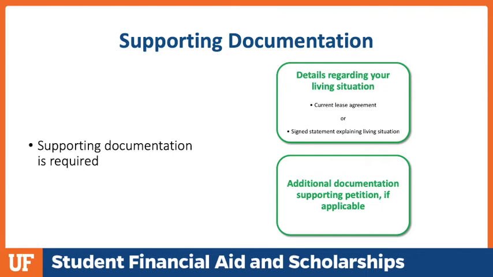Biggest thing to remember is you want to be as detailed as possible. You want to make sure that whatever supporting documentation you're giving us helps paint the picture of what your situation is and what you're going through. So additional documentation supporting your petition, you just give us whatever it is that you can, and we'll review it. And of course, if there's something else that's needed or clarification of what you've given us, you will be notified.